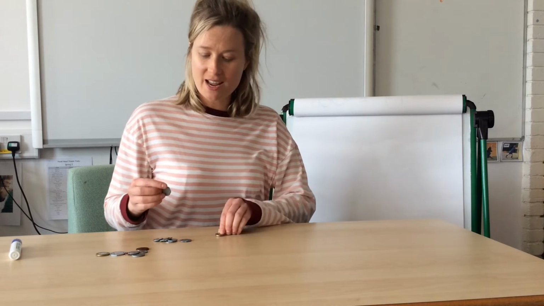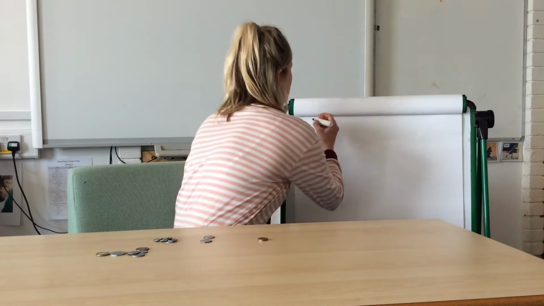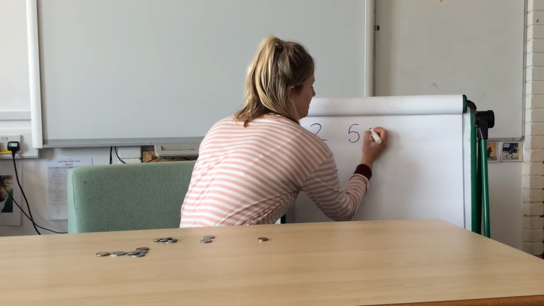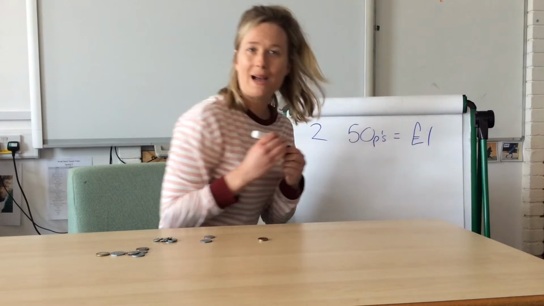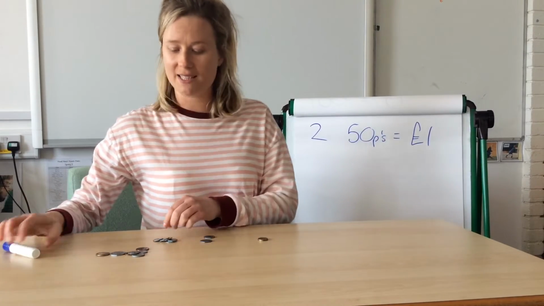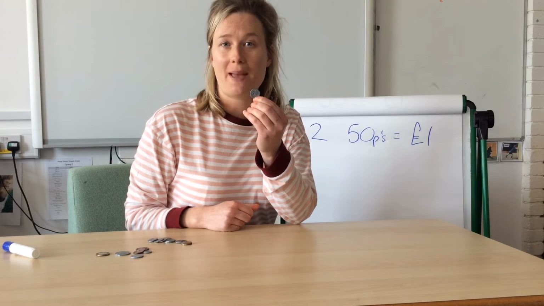So, how many 50p's would I need to make a £1 coin? Well done if you said 2. Two 50p's are the same as a £1 coin. That's because 50 and 50 make 100, and a £1 coin is the same as 100 pennies. So, 2 50p's equals a £1 coin. Can you write down how many 20p's I would need to make a £1 coin?